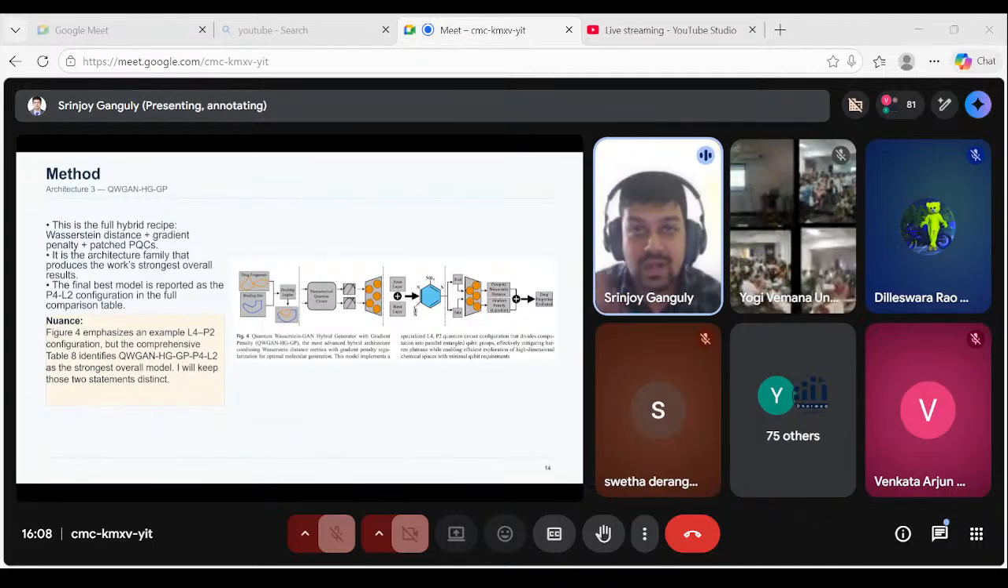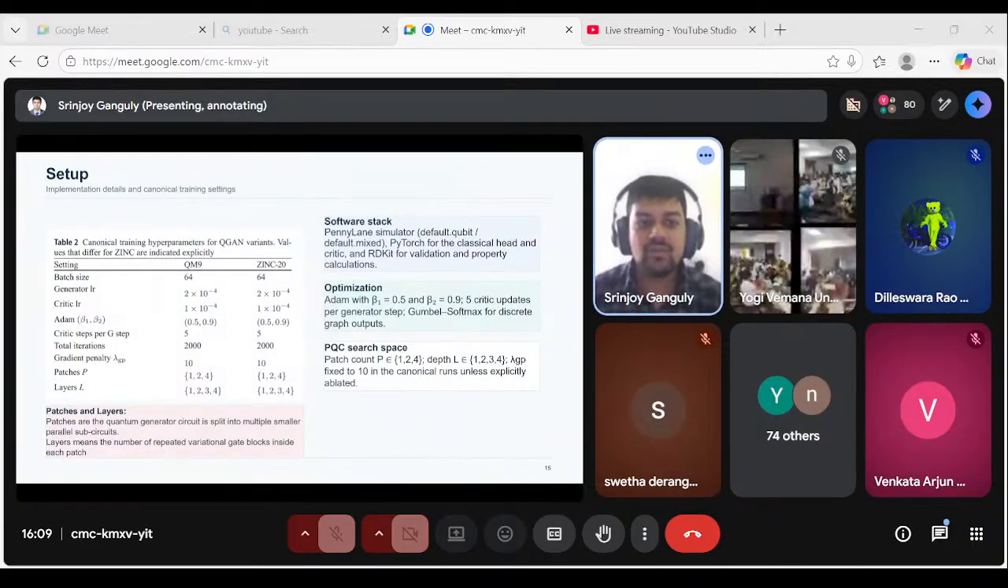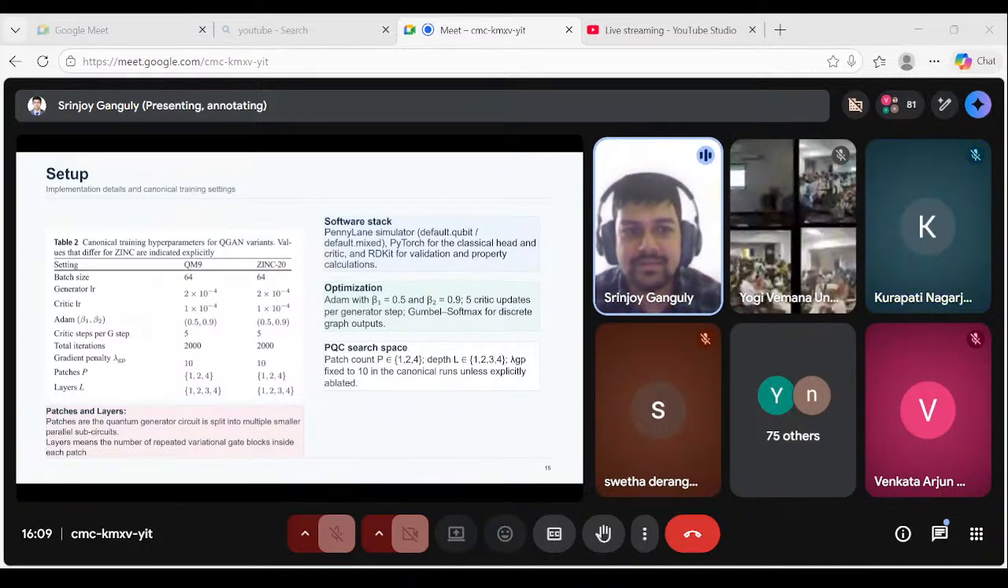But for that model, 4 patches with each patch having 2 layers, we use the Wasserstein loss and gradient penalty, and that's the model which we have got as the best outcome. So this is just an explanation of the patches and layers, but I think I have covered it. We tried 2 different data sets, QM9 and Sync 20.